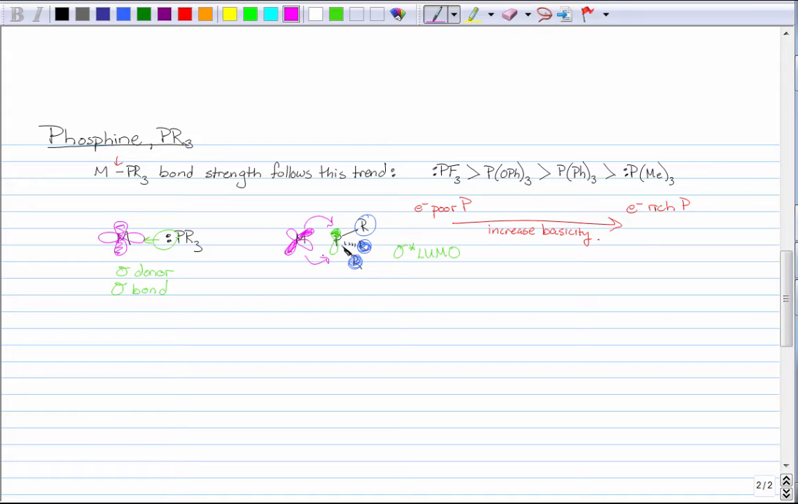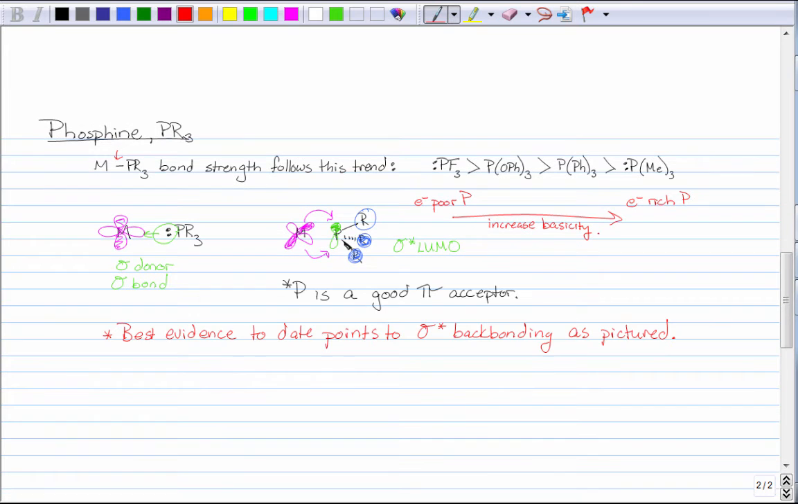However, there are also those who argue that phosphorus can accept electrons into its empty 3d orbitals through an expanded octet. This metal pi back bonding explains the trend above that shows that the most electron-poor phosphines have stronger bonds to the metal ion. It's because they can accept more of the metal electron density onto phosphorus, shortening that phosphorus-metal distance.